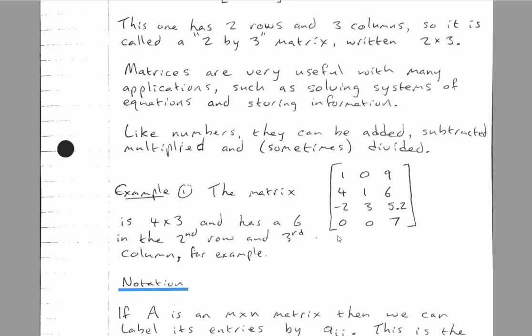So another example, we have this bigger matrix. You can see it has 4 rows and 3 columns, so it's a 4 by 3 matrix. Okay, so altogether it has 12 entries, 12 numbers in the rectangle. There's a 5.2 here. So these could be, again, any kinds of numbers, decimals.